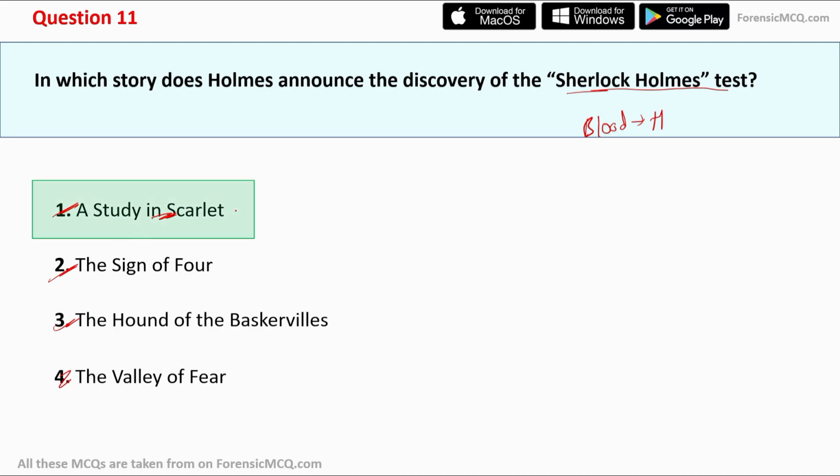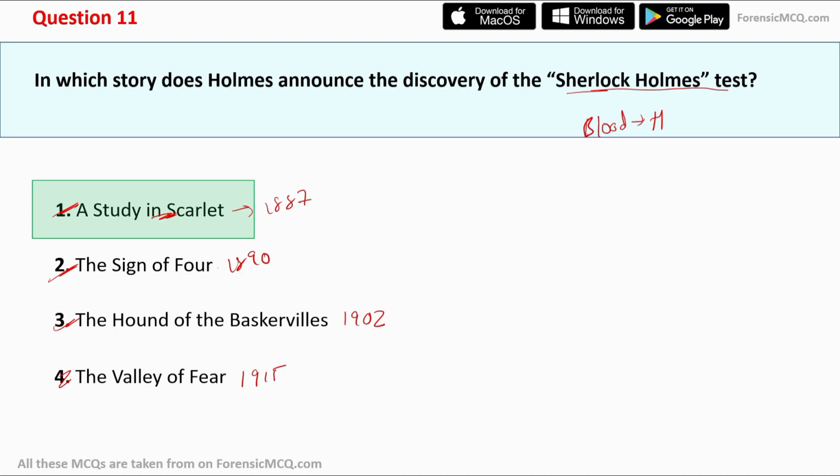Apart from that, let's talk about all these four books. A Study in Scarlet was published in 1887, and The Sign of Four was published in 1890. The Hound of the Baskervilles was published in 1902, and The Valley of Fear was published in the 19th. So I recommend you take a screenshot of it. I hope you took the screenshot.